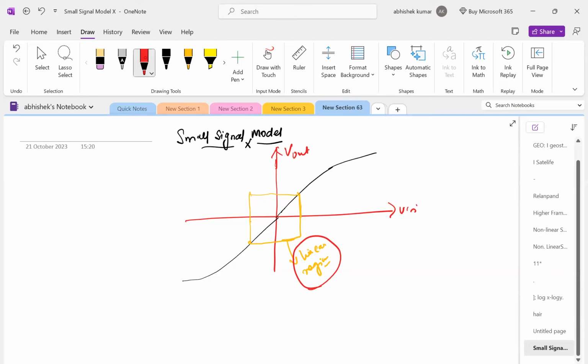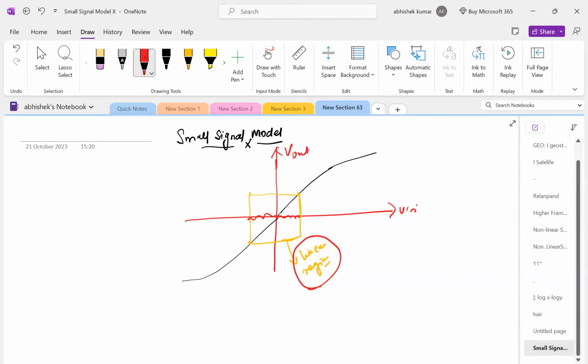Amplifiers are often analyzed using a linear model called a small signal model, but this is valid only for a small signal. Only for small signals it is valid, when your input signals are very small. The input voltage range is restricted to a value close to zero, where the amplifier characteristic is approximately linear. Are you getting it?